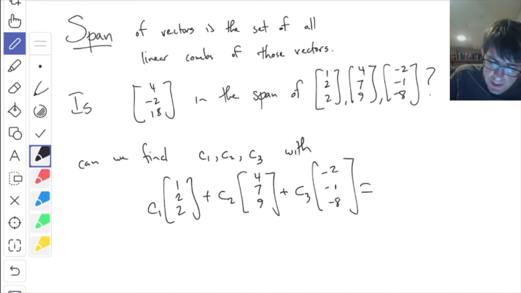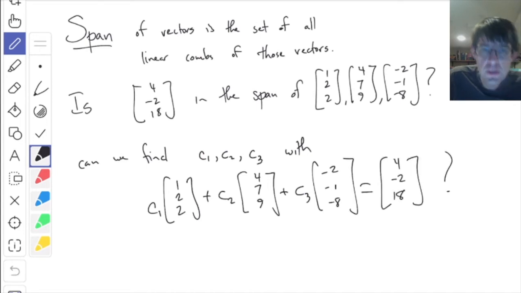Can we actually make them add up to this one? Right? That's the question. Can we find constants that make this happen? And as usual, your goal in many, many linear algebra problems, your first order of business is, how do I turn this into a Gaussian elimination question? And then you push the button on your calculator. That's the way that you solve many of these questions.